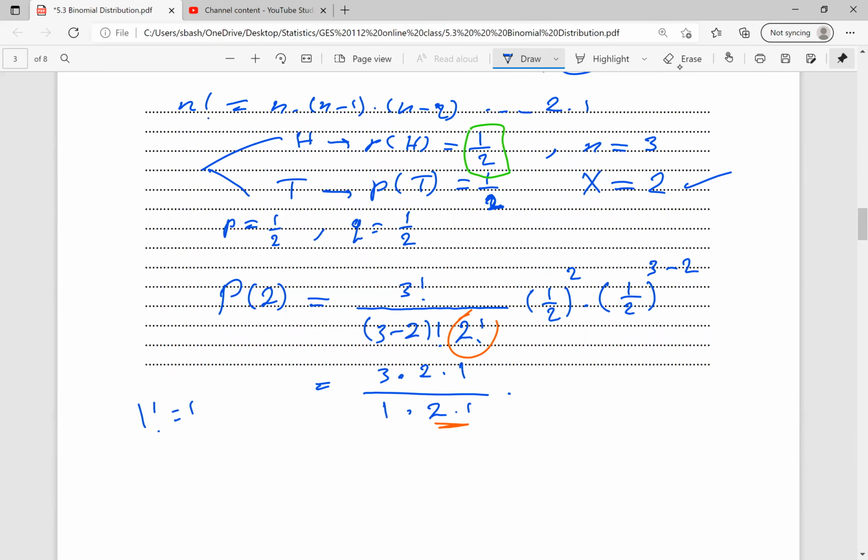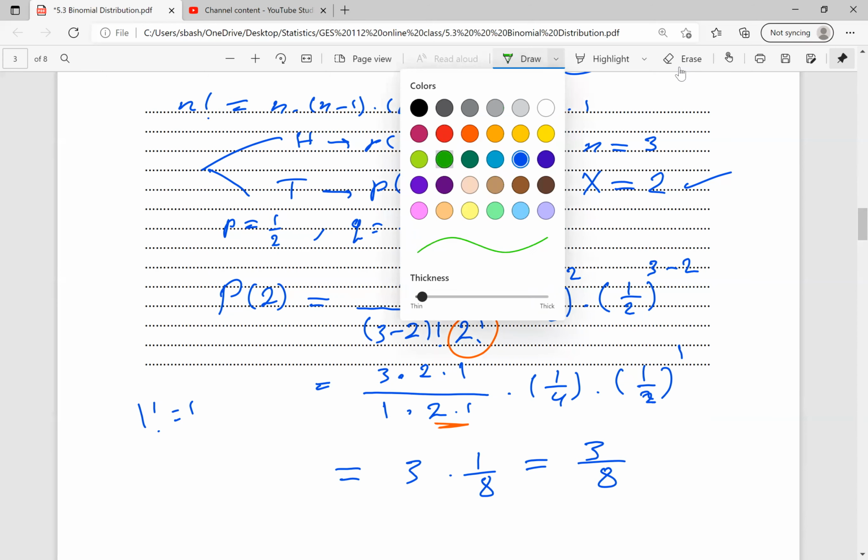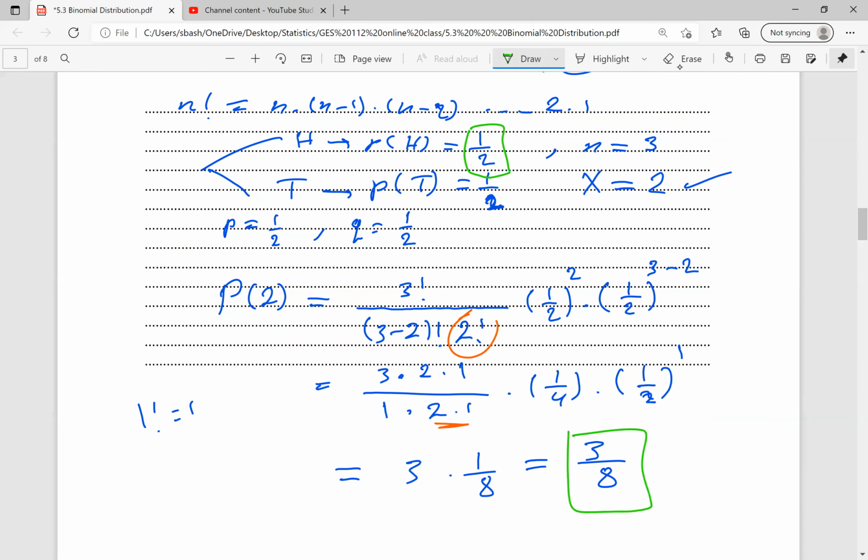Multiplied by 1/2 to the power 2, which is 1 over 4, multiplied by 1 over 2, since 3 minus 2 is equal to 1, so it is 1 over 2 to the power 1. I can simplify. This is 3 multiplied by 2 is 6, divided by 2 is equal to 3. So it is 3 multiplied by 1 over 4 times 1 over 2, which is 1 over 8, which is equal to 3 over 8. So the probability of getting 2 heads is 3 over 8.